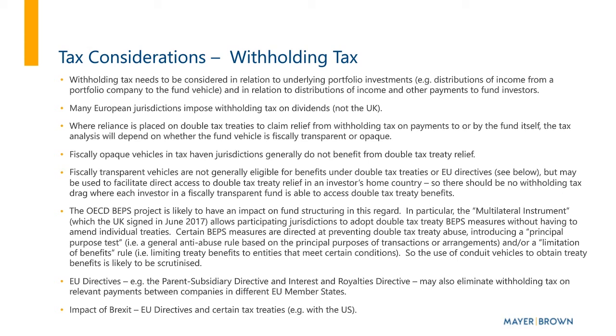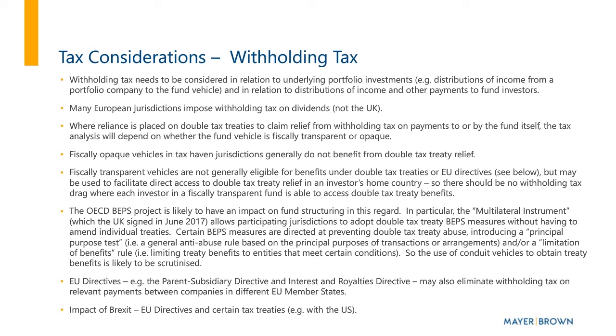If you've used opaque vehicles such as a blocker in a tax haven like the Caymans, that will impede your ability to use a double tax treaty, because it gets in the way, and you can't really use the treaty. They don't have them, and it won't apply.